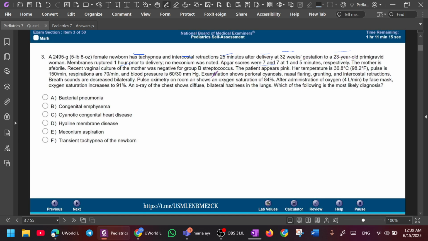The mother is afebrile. Recurrent vaginal culture of the mother was negative for group B. The patient appears pink. Her temperature is 30.8 degrees Celsius. Pulse is 150 per minute. Respiration 70 per minute. Blood pressure 60 by 30 millimeter of mercury. Examination shows perioral cyanosis, nasal flaring, grunting, intercostal retraction. Breath sounds are decreased bilaterally.